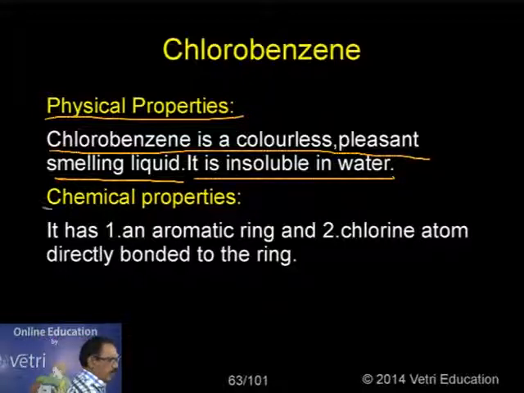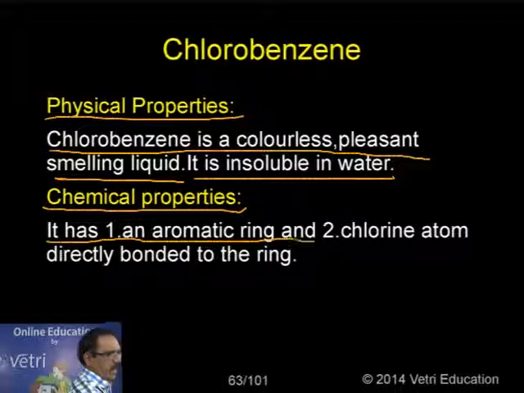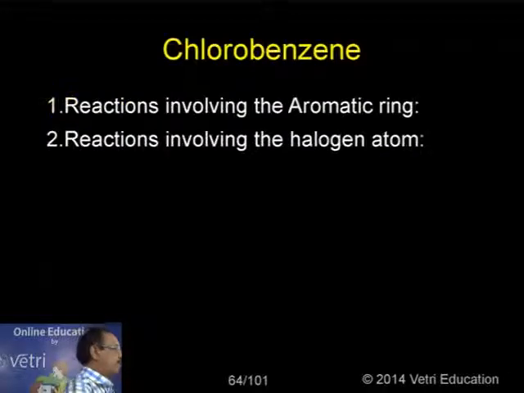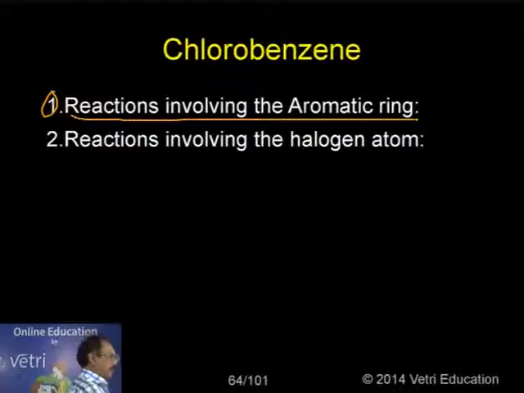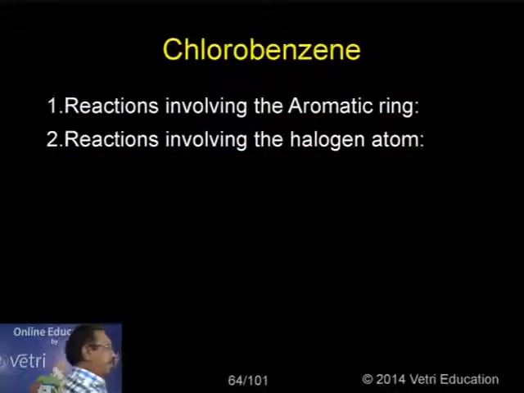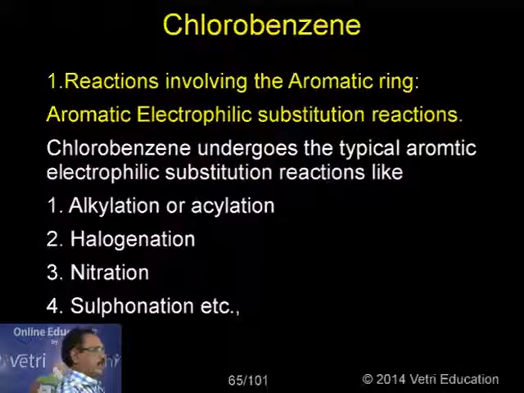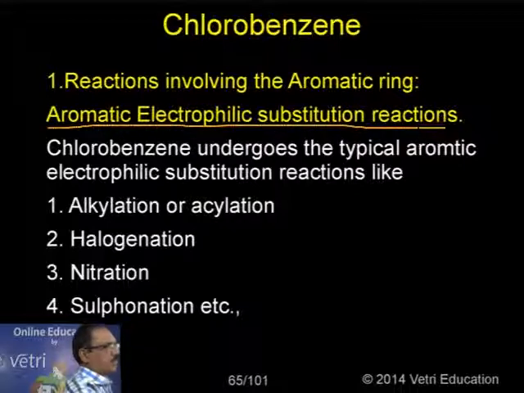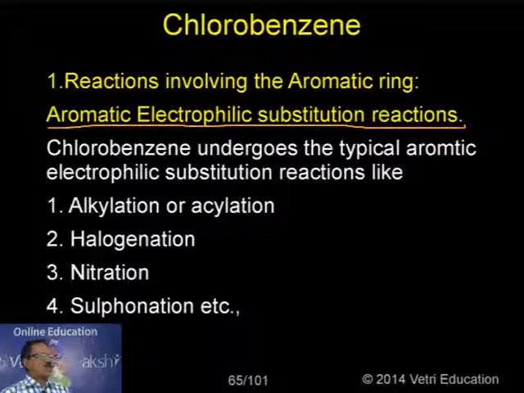So let me discuss chemical properties. Chlorobenzene has an aromatic ring and a chlorine atom directly bonded to the ring. So, I can discuss reactions due to the aromatic ring and reactions due to the chlorine atom. That means number one, the reactions involving the aromatic ring, and another, the reactions involving the halogen atom. First, let me take reactions involving the aromatic ring. Under this, the most important are aromatic electrophilic substitution reactions.